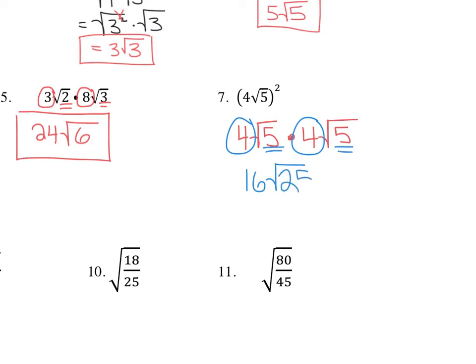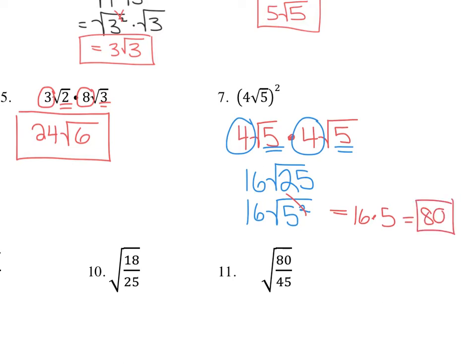4 times 4 is 16 times the square root of, and then I multiply the radicands together. So I get 25. The square root of 25, don't forget, I'll write it the other way now. I could rewrite 25 as 5 squared. Squaring and square rooting undo each other. So now what I have is 16 times 5, and that is going to equal 80.